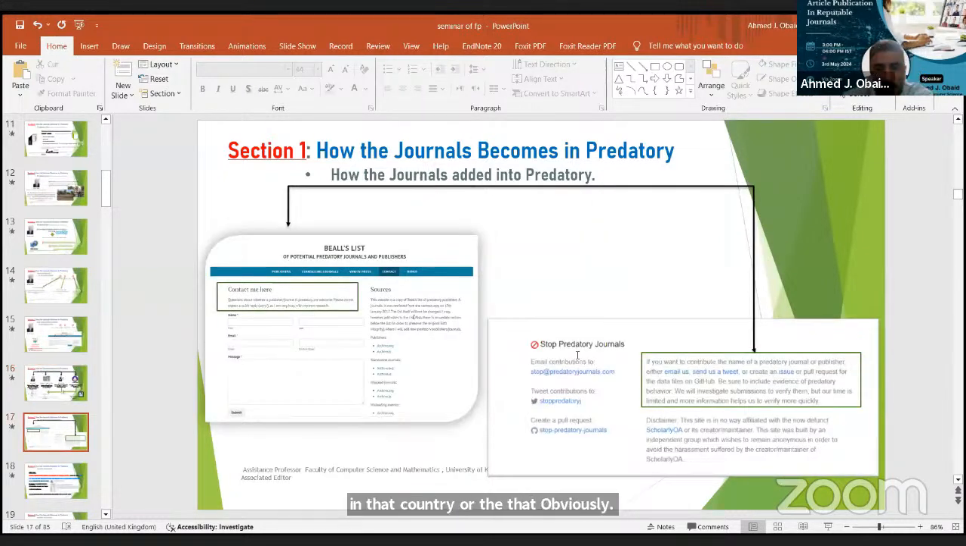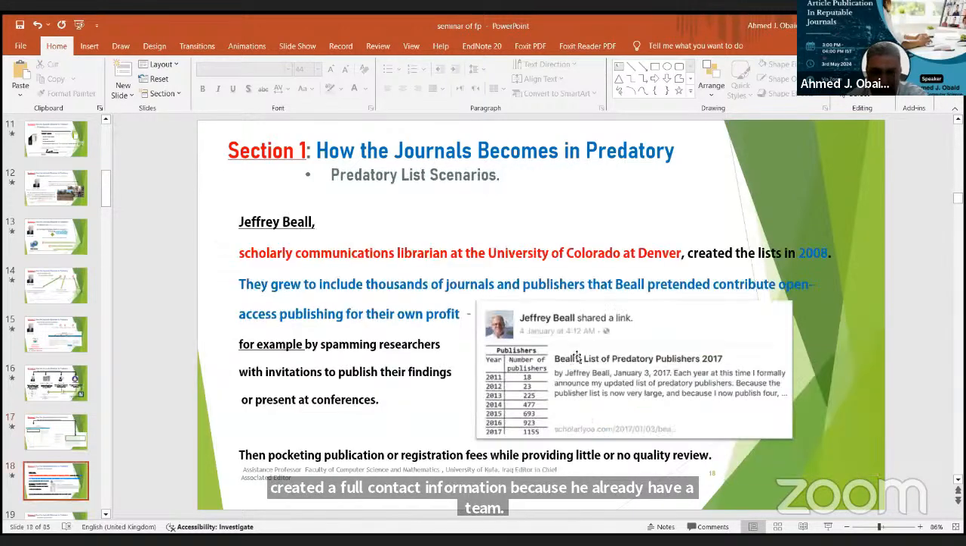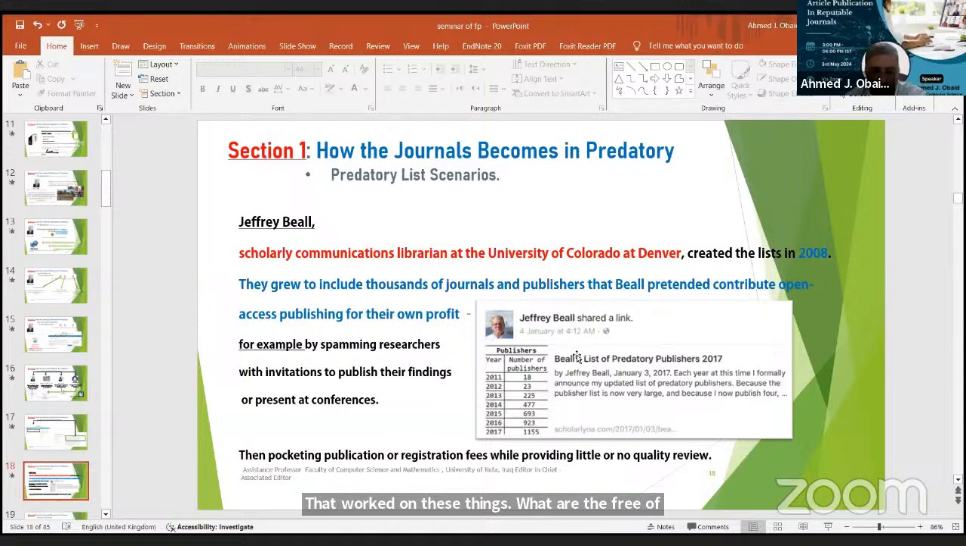So this is the screen of how the contact information is defined by Jeff's website. And he already mentioned that because of privacy restrictions, he has not created a full contact information, because he already has a team that works on these things free of charge.